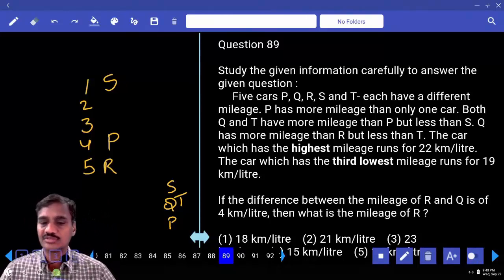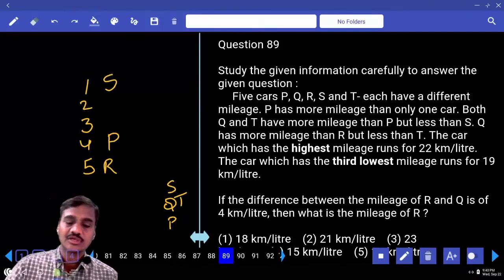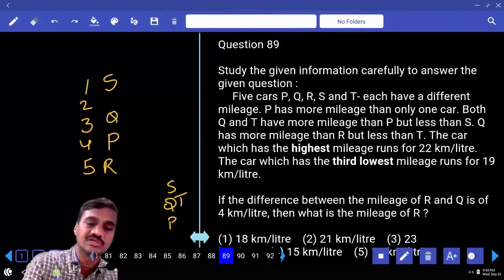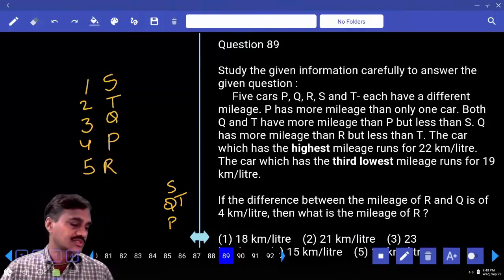Then, Q has more mileage than R. Q has more mileage, but lesser than T. Hence Q is here, T is here. Q is lesser than T. Is that correct? Now Q is lesser than T.